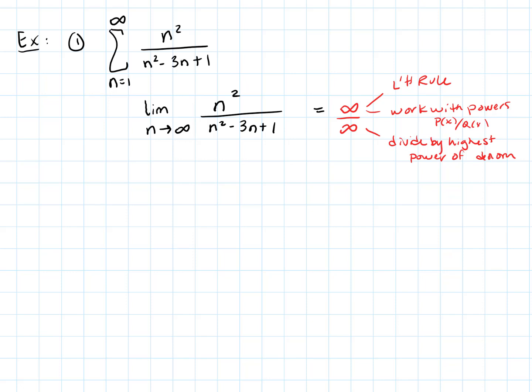You've got lots of tools in your toolbox now to deal with this limit, but I'm going to just come in here and say, what if we just divided everything by n squared? I like to vary it up, use a variety of different techniques when calculating these types of limits. So this is the limit as n approaches infinity of 1 over 1 minus 3 over n plus 1 over n squared.